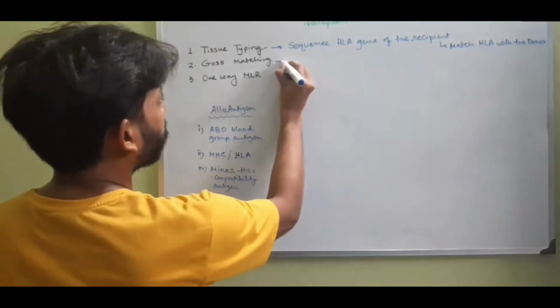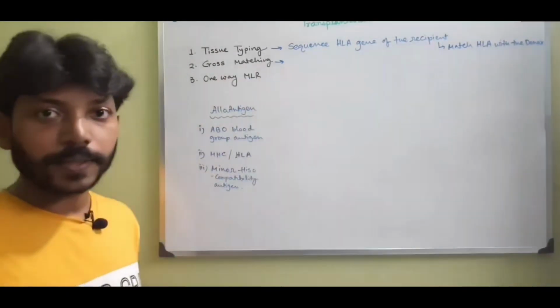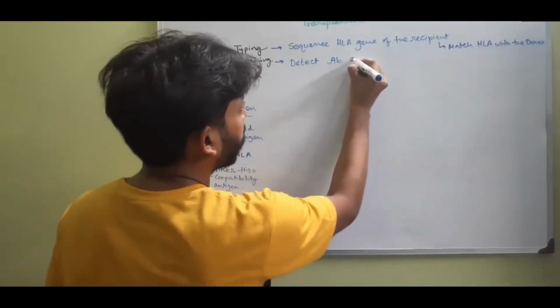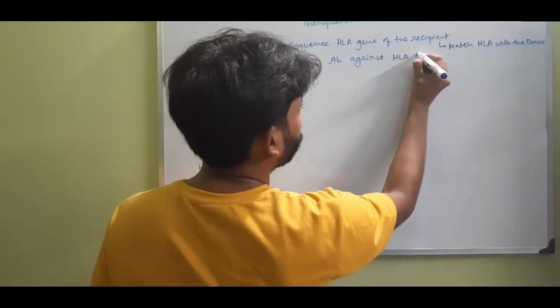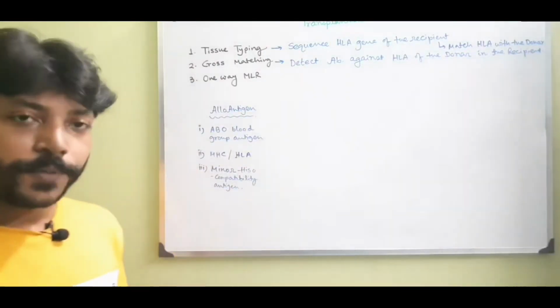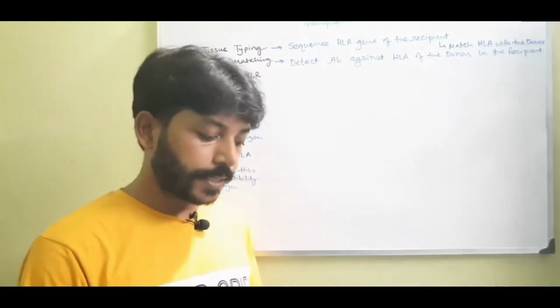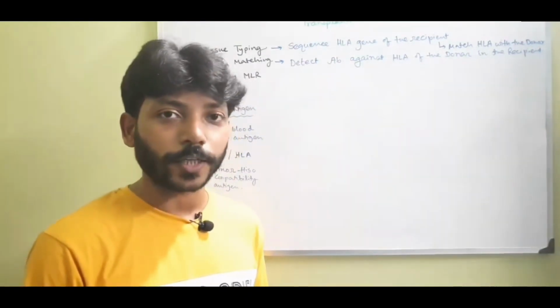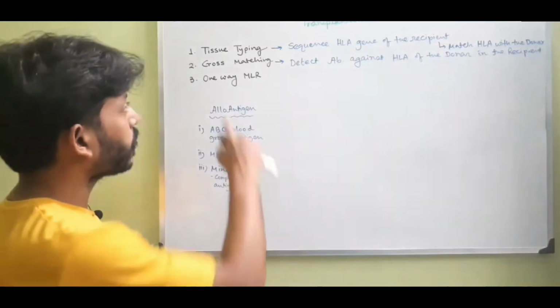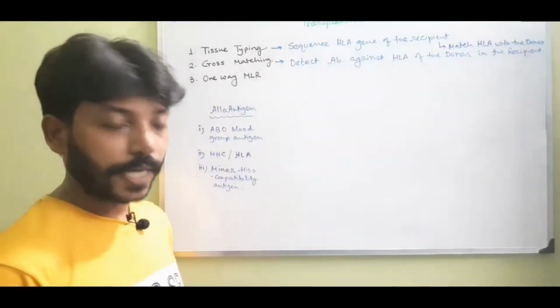The second technique is called cross matching. In this case, they detect antibody against the HLA of the donor that is present in the recipient. So if the recipient has any antibody against the HLA of the donor, they do not perform the transplantation. Now I will show you how this cross matching technique is actually performed.